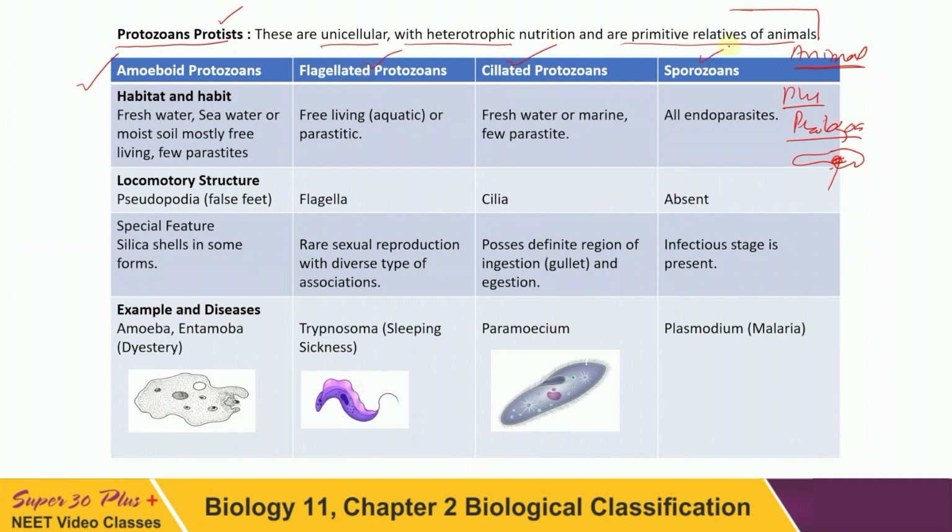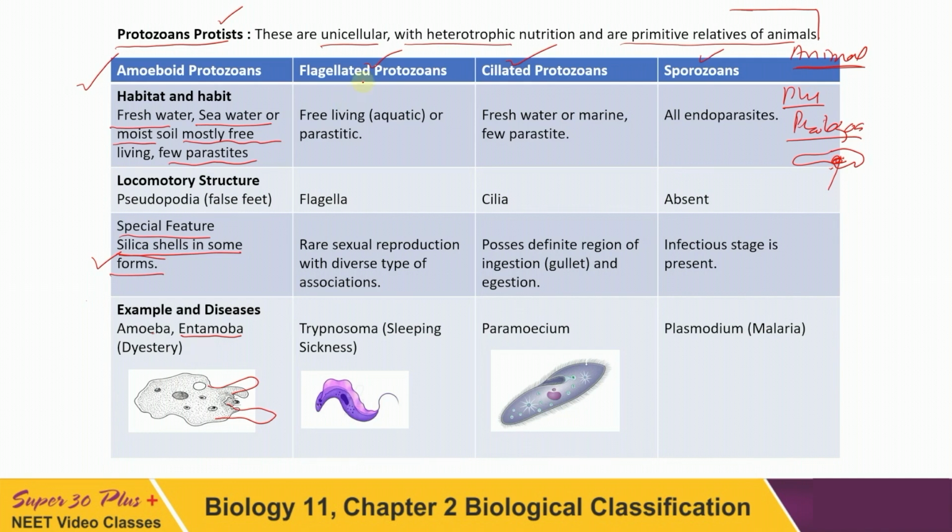As the name indicates, amoeboid means they have an amoeba-like structure. These are found in fresh water, also in seawater or in moist soil. Mostly these are free-living. A few may be parasites. Amoeba is a free-living one, while Entamoeba causes dysentery. This is a parasite. The locomotory structure is the pseudopodia. They make new pseudopodia and withdraw them, with the help of which they move. A special feature, a silica shell is present in some forms. Silica shell, you have to remember it. Examples are Entamoeba and Amoeba and many others also.